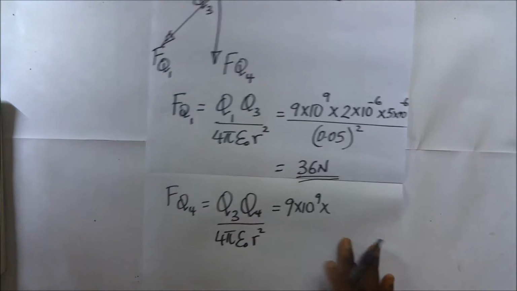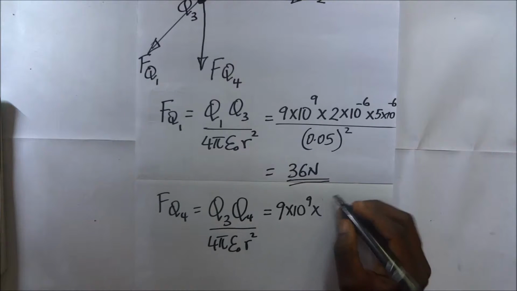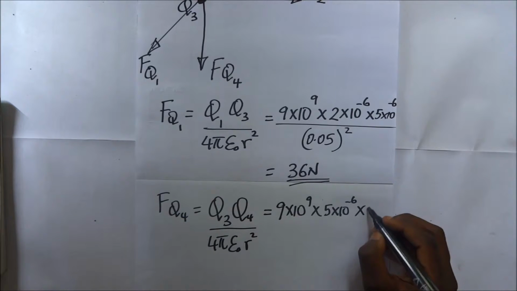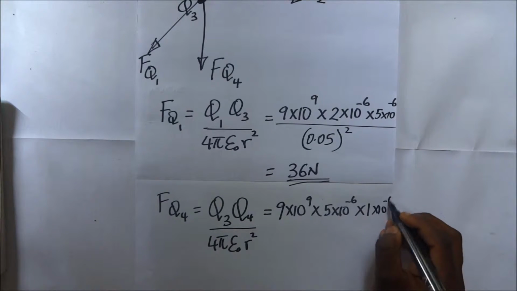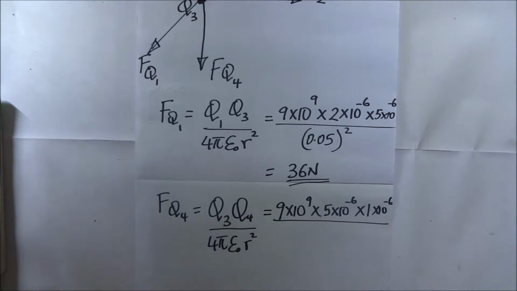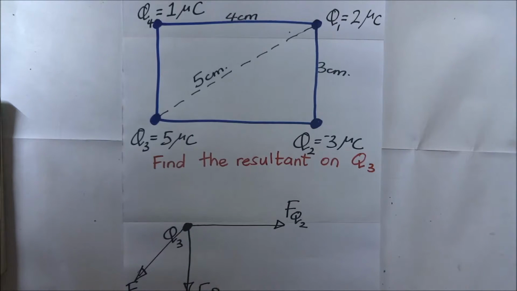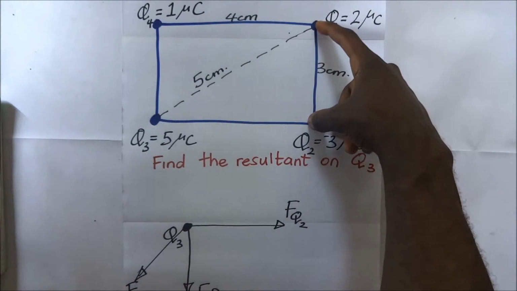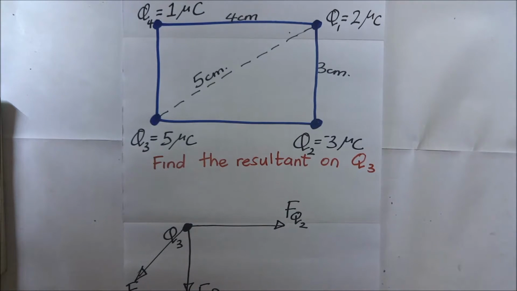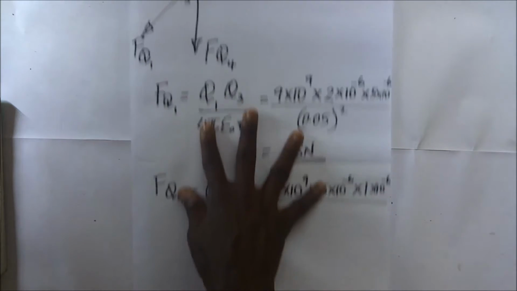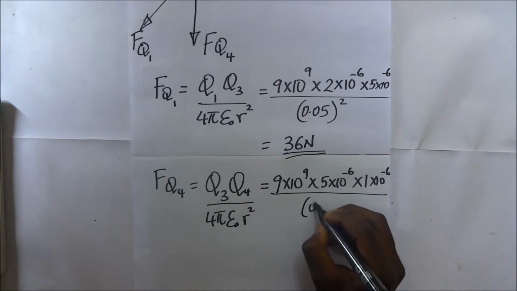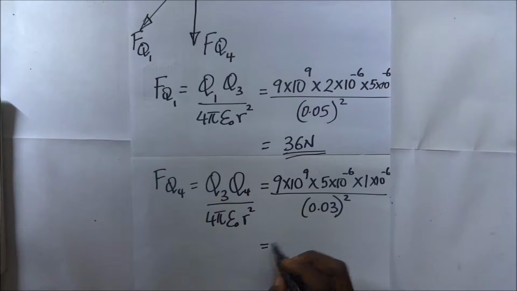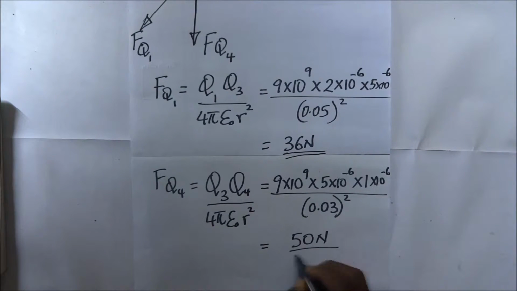So we continue with our calculation. It's going to be times Q3, which is 5 times 10 to the power negative 6, times Q4, which is 1 microcoulomb, so it's 1 times 10 to the power negative 6. Divide all that by the distance between them. If you look at our diagram, the distance between Q3 and Q4 is 3 centimeters. Converting this to meters is 0.03 meters, so this is divided by 0.03 squared, where 0.03 is our value of r. So our answer here will be 50 newtons.